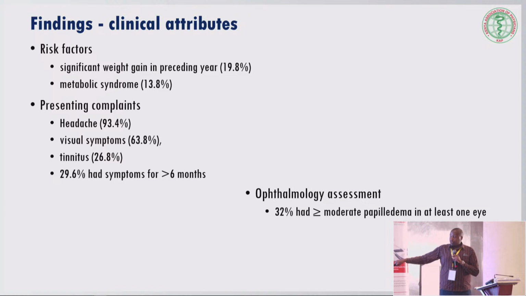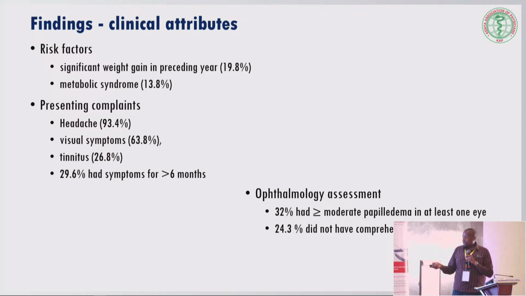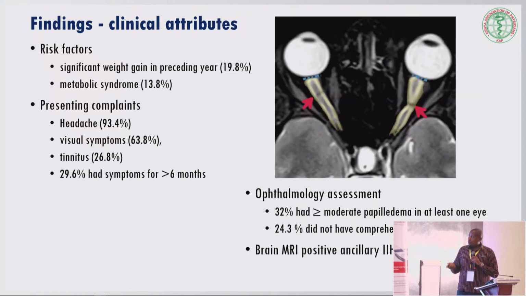Again, about a third already had moderate papilledema, and this points to the direct risk of visual loss. 1 in 3 patients had a probability of being blind in 3 months if nothing was done. However, about a quarter of the patients did not have a comprehensive examination, and by this I mean they did not have visual acuity, visual fields, or OCT done, and all that is required to lead to a comprehensive diagnosis.